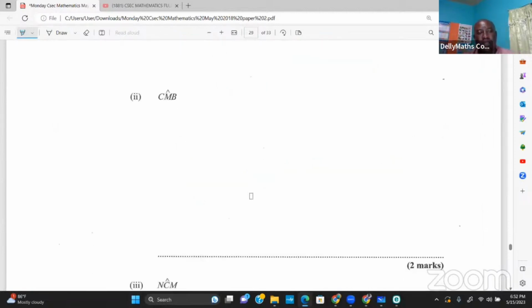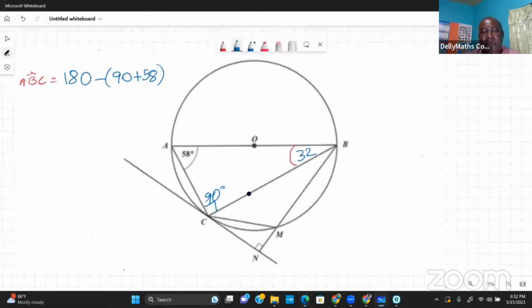CMB. Going to take a look at that. CMB. We've got to mark that angle. CMB, right here. Now, when you look at these diagrams, you make a quick look, you want to see what's going on. You have to be thinking of all the rules that you know.